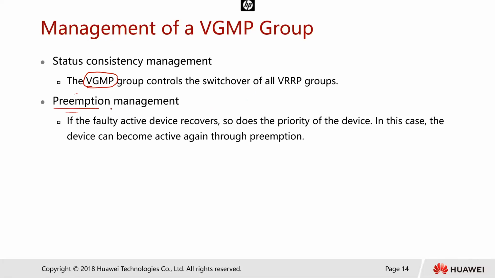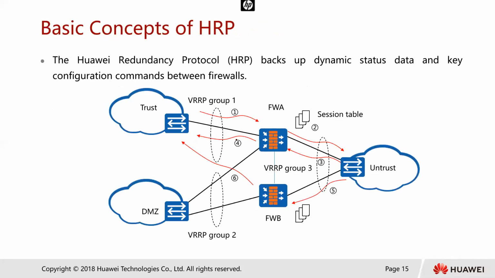Preemption management. In case the master comes back on, what should we do? So if the faulty device recovers, so does the priority of the device. In this case, the device can become active again through preemption. It's going to preempt the VGMP group, and then the VGMP group will determine that, okay, your status is better. You are off, we acknowledge, but you can do a better job because maybe you have more processing power, maybe you have more cards. So go ahead and take on the responsibility, and then it will perform. It will give them the option to do the switchover.